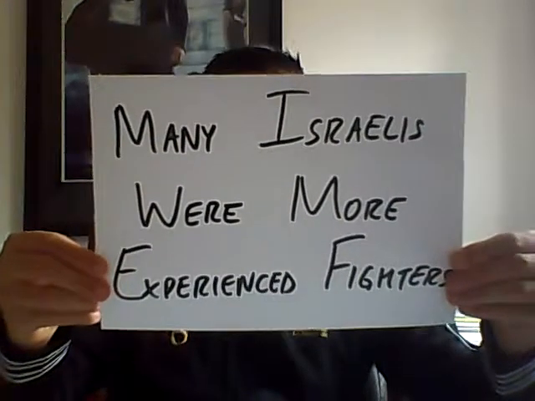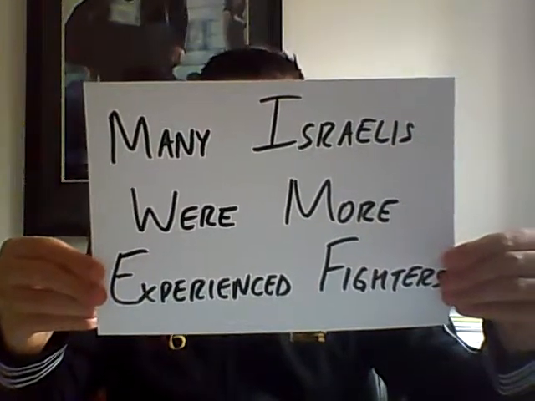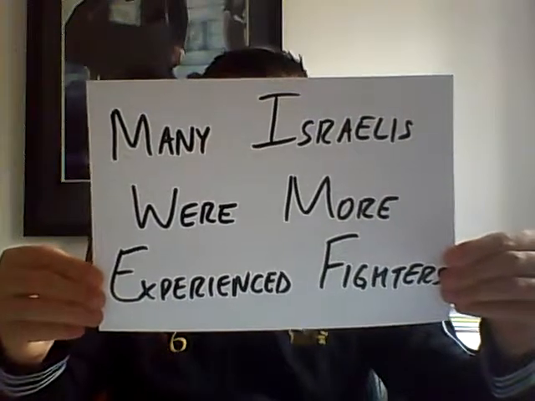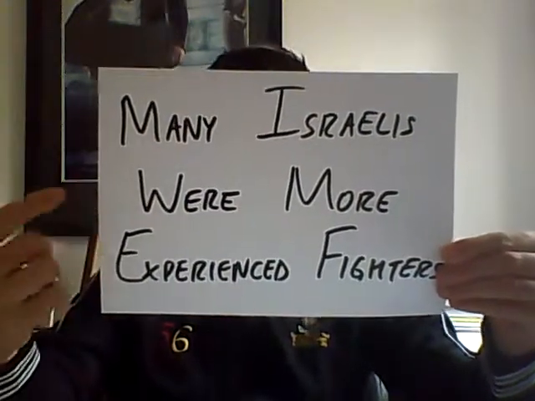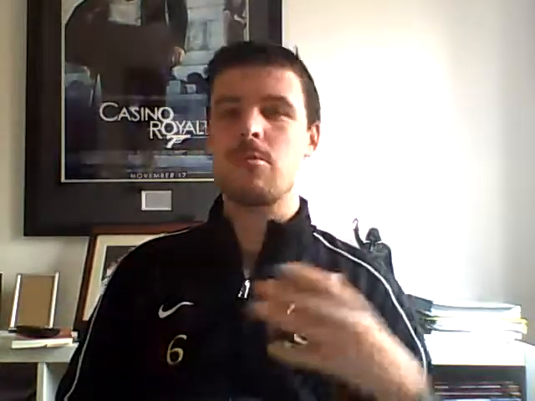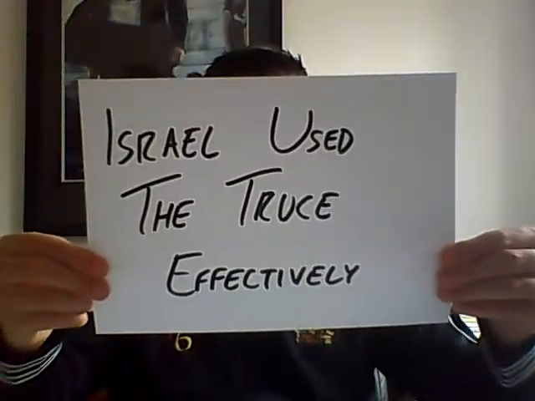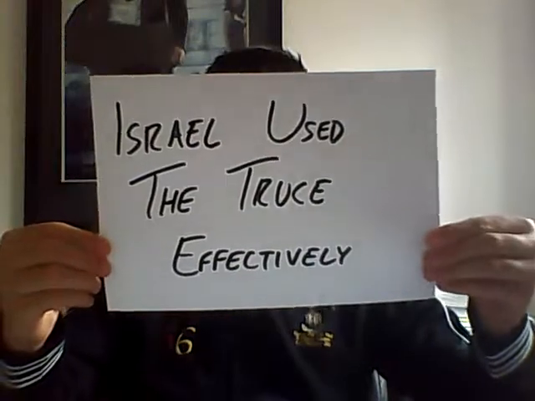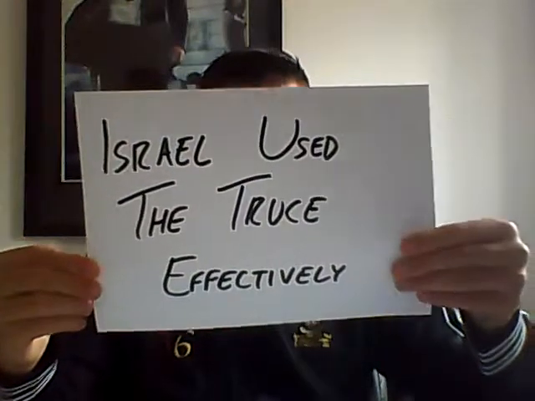Another reason is that many Israelis were more experienced fighters. Quite a few of them had served with Britain in the Second World War, so many members of the new Israeli army are experienced fighters, and that's not so much the case on the Arab side. Most of the Arab armies are quite inexperienced in warfare. Third reason is that Israel, I've said this one before, Israel had used that truce effectively. Obviously they'd imported weaponry from Czechoslovakia and they'd reorganised, which kind of leads on to the fourth one.